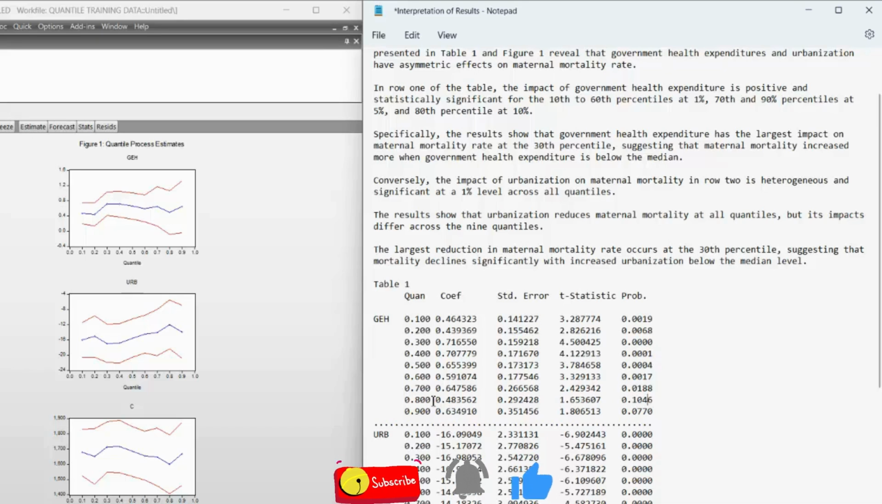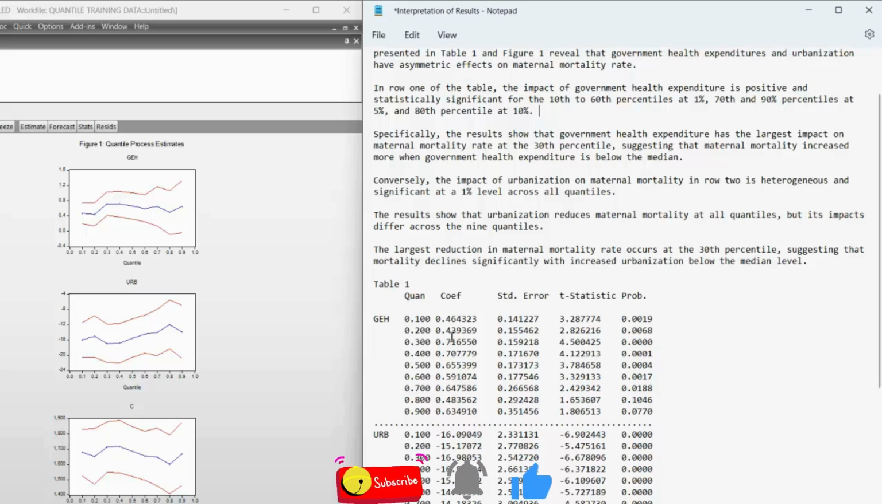But here we are using the 3 levels. That's why I specifically drafted the interpretation like this. You need to let your readers know that the estimates of the 10th to the 60th quantile are positive and significant at 1%. The 70th and 90th are positive and significant at 5%, while the 80th is significant at 10%.